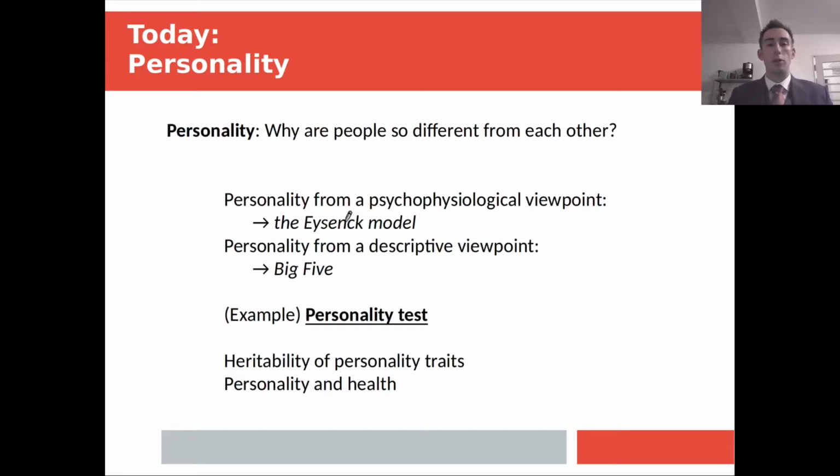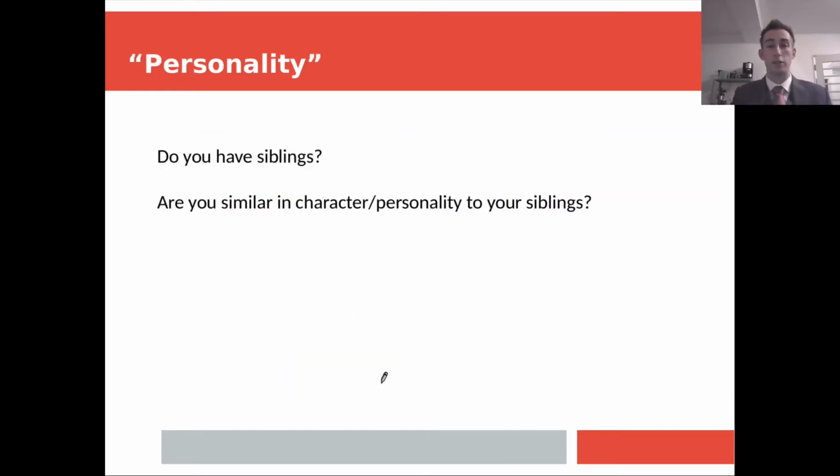So today I'm going to go over sort of the history of personality. First, personality from a psychophysiological viewpoint, which is the Eysenck model, and then from a descriptive viewpoint using factor analysis, looking at the big five. I'll give you an example of the personality test, which will be attached at the end of this PDF, and then I'll look over two final things. One is heritability, so the effect of genes on personality traits, and finally personality and health. How can personality affect your health? Why is it important for us as medical psychologists?